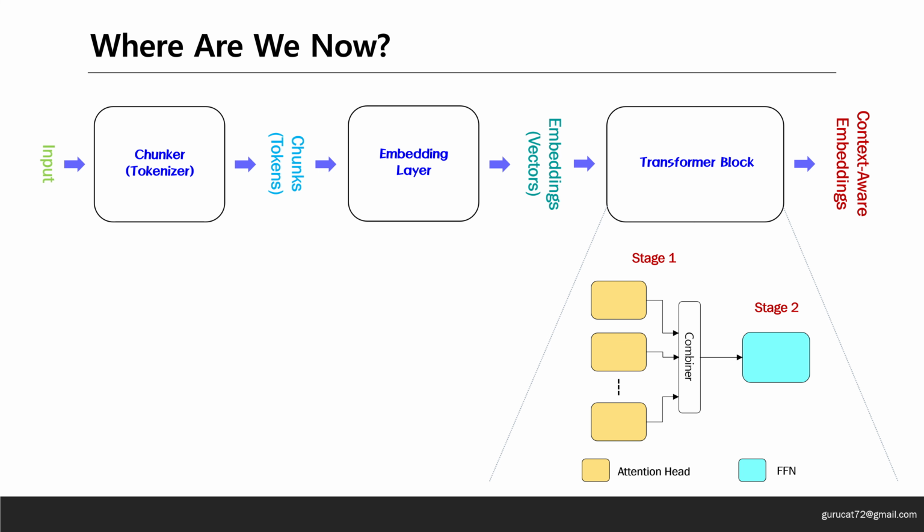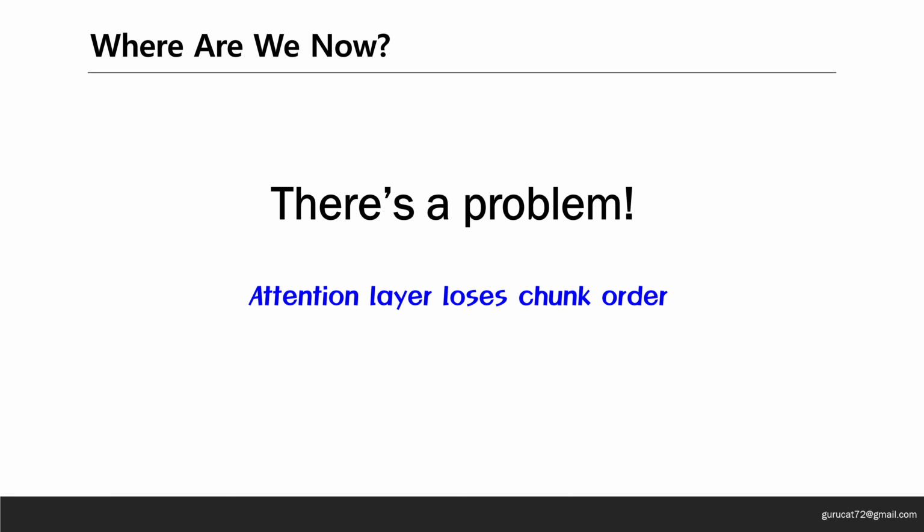During all of this processing, all this attention, all this combining, is the transformer keeping track of what came first, second, third? The answer is no. And that's a problem. Everything we've been building, the embeddings, the attention, all these transformer blocks, they have a major flaw. The chunk order disappears. That's a big deal. We have to do something.